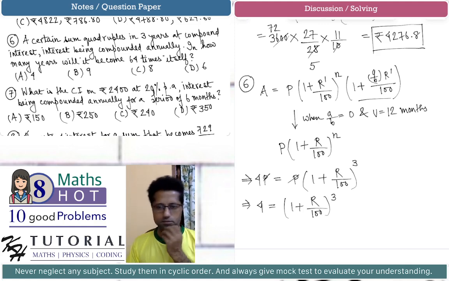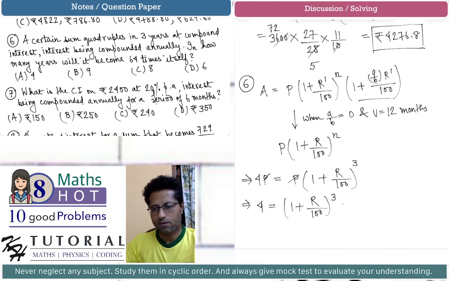Now from this we cannot easily find the value of r, because we have to find the cube root of 4, which is not an integer. 4 is not a perfect cube, so the cube root of 4 will not be easy to find.